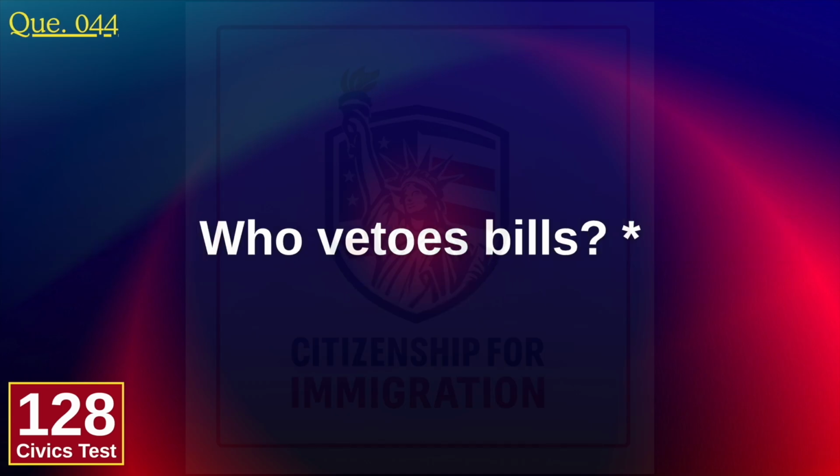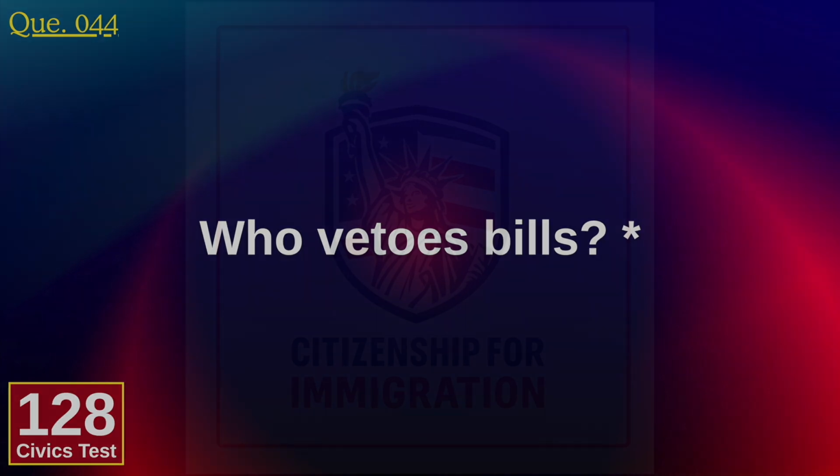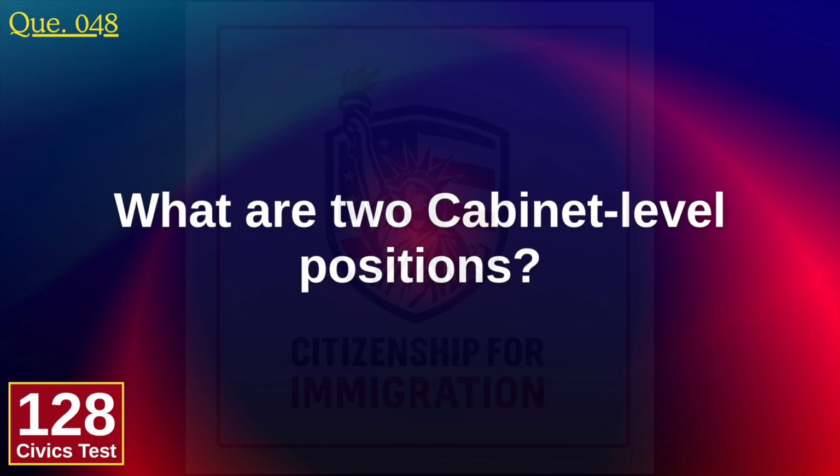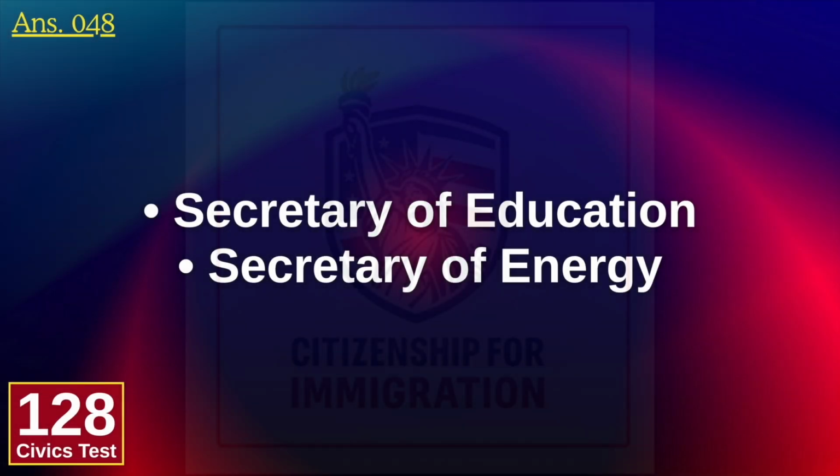Who vetoes bills? The President of the United States. What are two cabinet-level positions? Secretary of Education, Secretary of Energy.